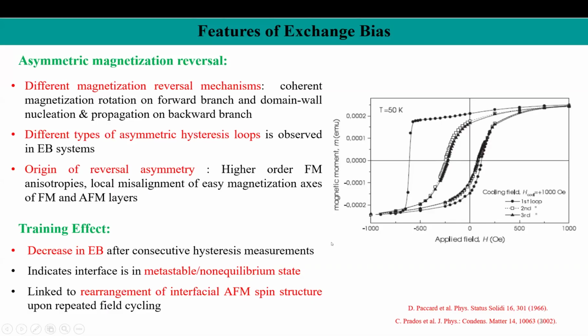The second feature is the training effect. It is the decrease in EB after consecutive hysteresis measurements. As you can see, there's a reduction in the exchange bias after a number of hysteresis measurements. It is due to the metastable or non-equilibrium state of the AFM-FM interface and has been linked to rearrangement of the interfacial FM spin structure.